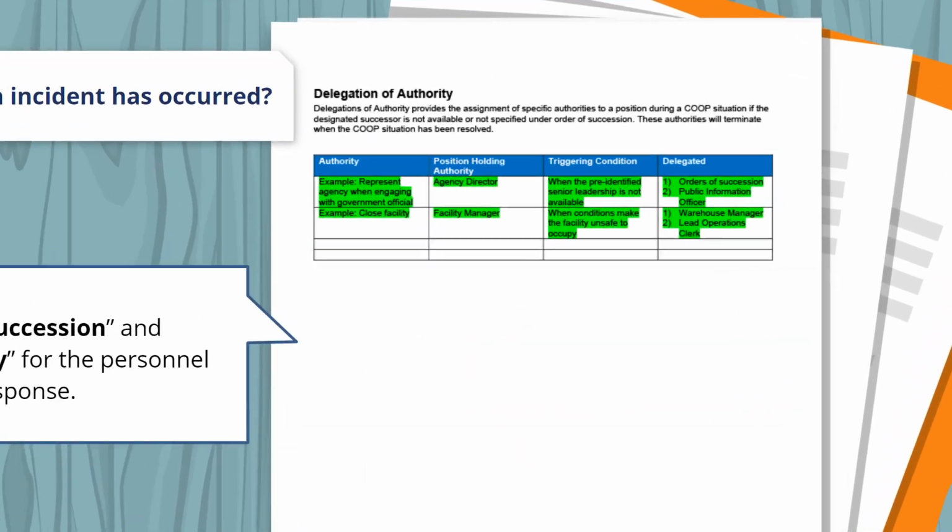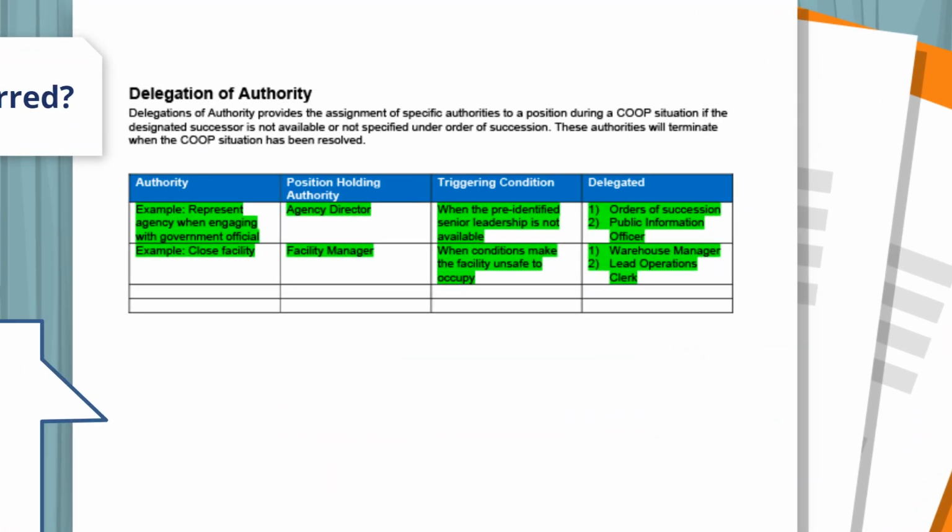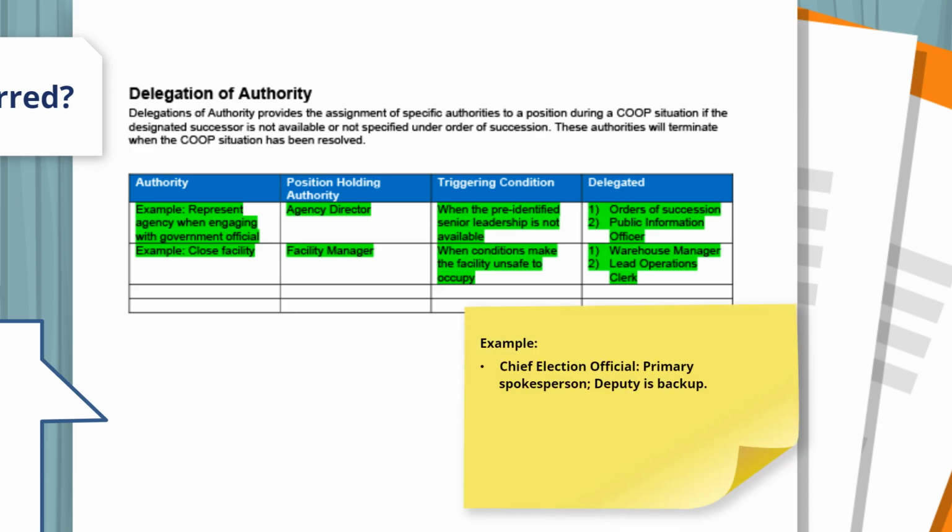The delegation of authority shows who is authorized to do certain things during an incident and who is authorized to step in to take their place. For example, the chief election official may be authorized to speak to the media first, followed by their deputy, while the authority to close a building might be provided to the facilities manager and then passed to an operations supervisor.